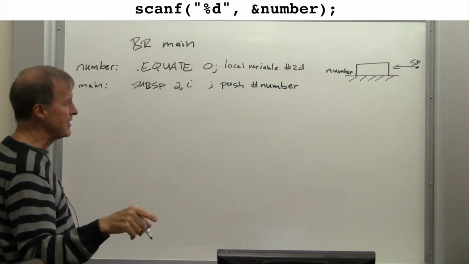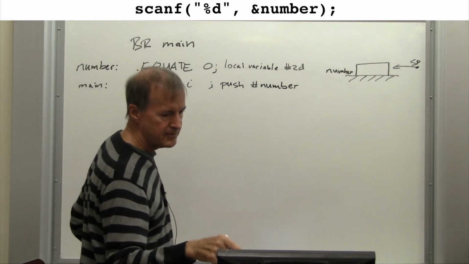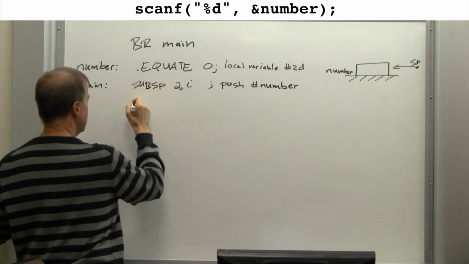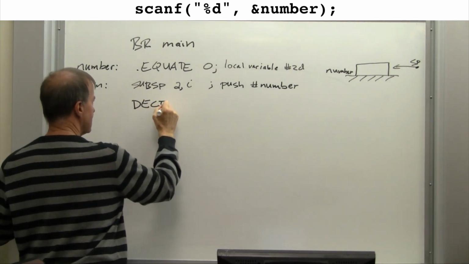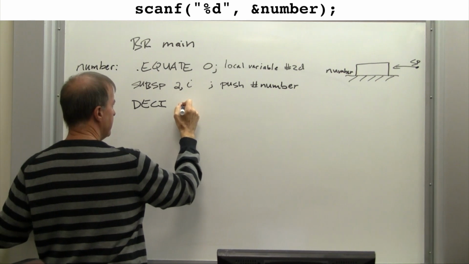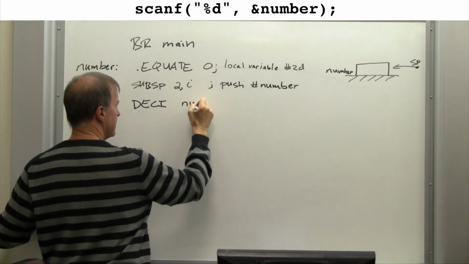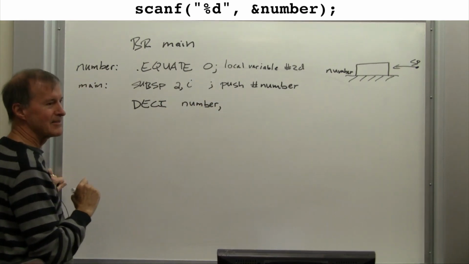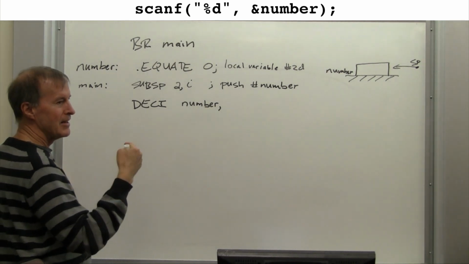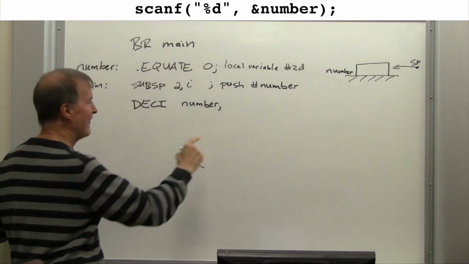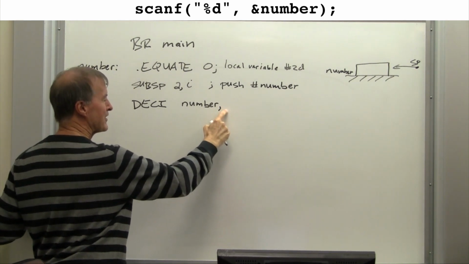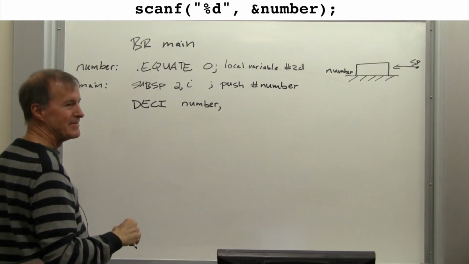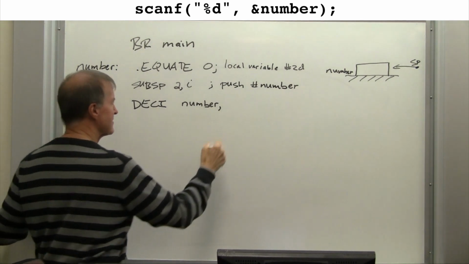Now, okay. So the next one is what? Scanf. Scanf D ampersand number. So what is that? Exactly. So deci what? Number. No. Close. Say it. Tell me what to write here. What are the possibilities? I, D, or S? S.